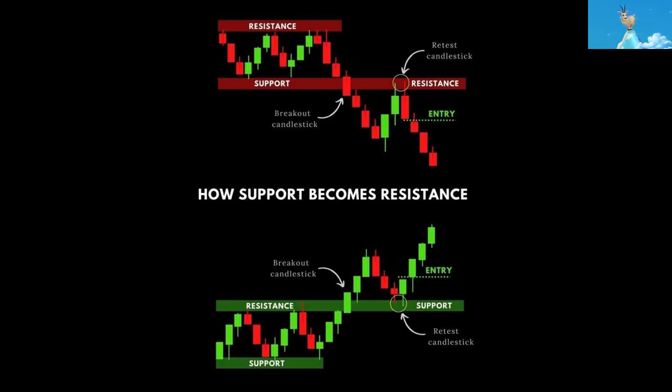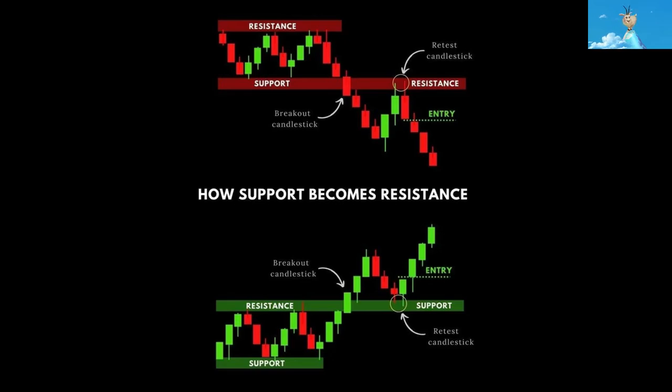Now hear me out on this. The retest is not a guarantee. Sometimes the level breaks and retests and then breaks again in the original direction. The market is messy. It's a toxic relationship. It's a love-hate relationship. Nothing works 100% of the time.